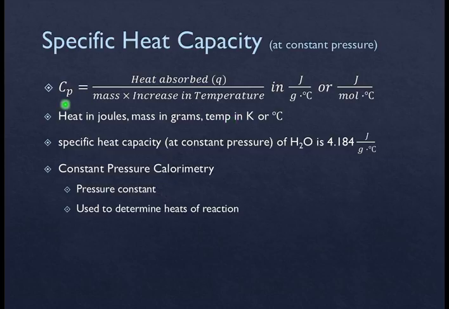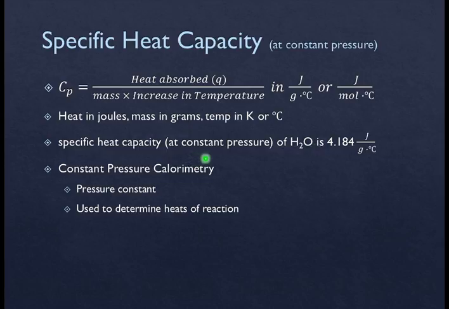C sub P, because it's under constant pressure. We see heat absorbed divided by mass times an increase in temperature. These are the more refined units. You can see it in joules per gram degree Celsius, sometimes joules per mole Celsius, and sometimes they'll throw the temperature unit into Kelvin. Either way, just make sure you're paying attention to the units given. The specific heat of water is 4.184.